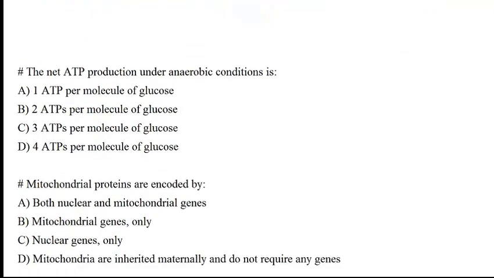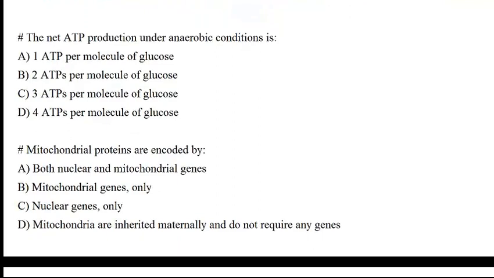All right. Now we can move on to some practice questions. What is the net ATP production under anaerobic conditions? Is it 1 ATP, 2 ATP, 3, or 4? And then the second question is, mitochondrial proteins are encoded by? Is it both nuclear and mitochondrial genes, mitochondrial genes, nuclear genes, or since they are maternally inherited, we do not require any gene transfer? If you need more time, go ahead, pause this video, and once you feel ready, you can resume the video.